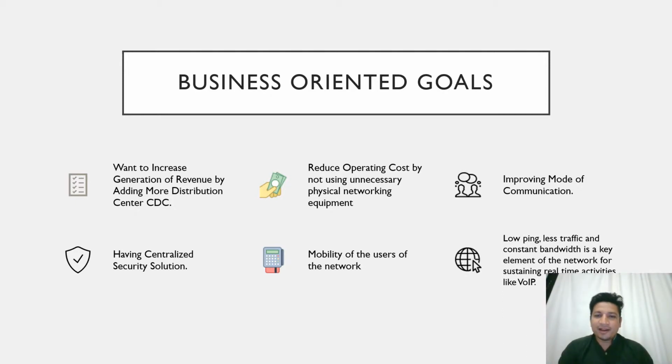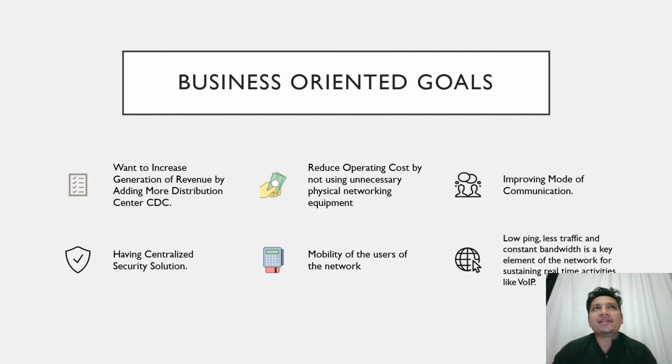I have identified six business goals. OZD space wants to increase the generation of revenues by adding more collection and distribution centers to address more customers. They also want to rely on the network to reduce the operating cost and get rid of unnecessary use of networking equipment, which dramatically brings down the expenses. Improving the modes of communication is necessary for better coordination between the organization and members, adding features to the web portal and making use of applications.